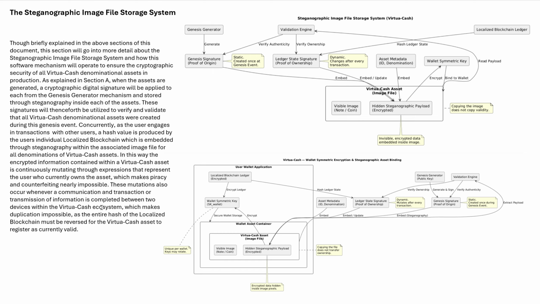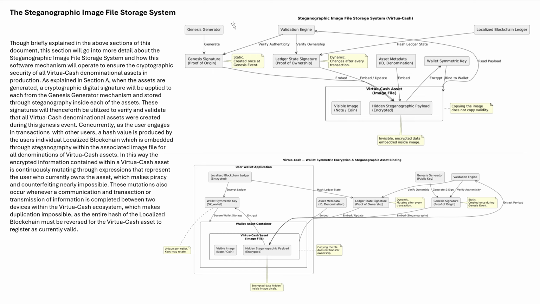These mutations also occur whenever a communication or transaction or transmission of information is completed between two devices within the virtual cache ecosystem, which makes duplication impossible, as the entire hash of the localized blockchain must be reversed for the virtual cache asset to register as currently valid. Okay, so we talked a little bit about this already, the whole idea of state machines, but we're going to look at it now from the virtual cache assets' point of view.